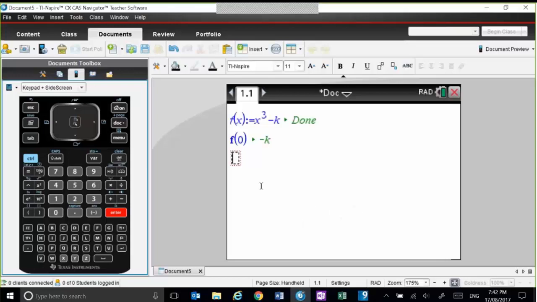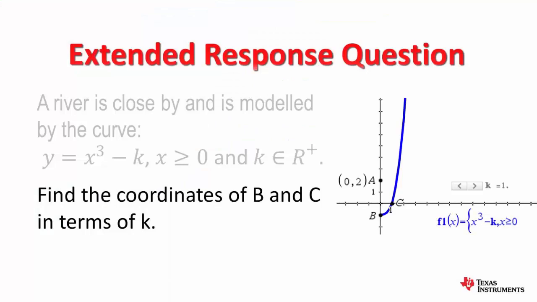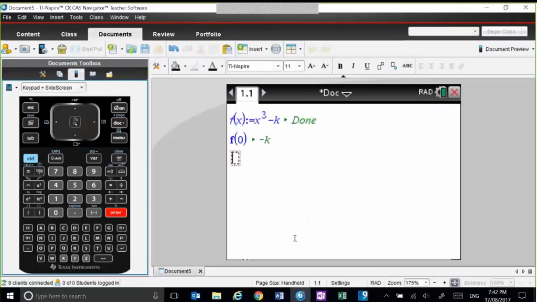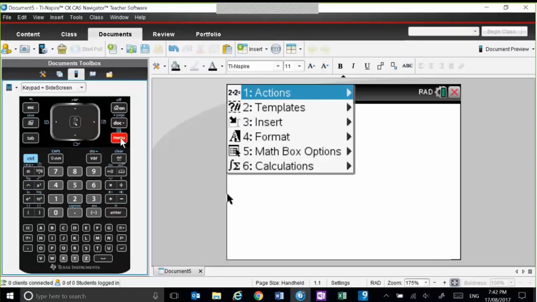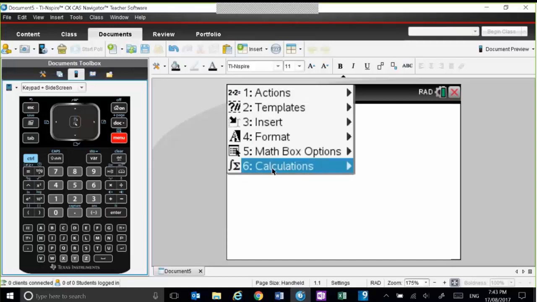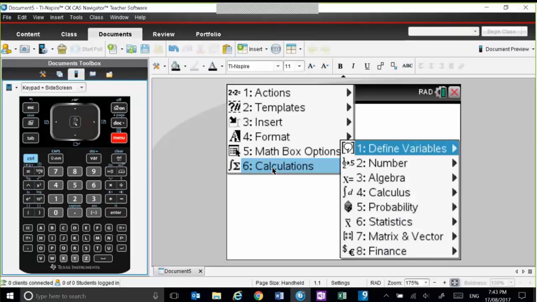Now, as we've also worked out, the other point, which is point C, is the x-intercept. To find the x-intercept, we actually have to solve the equation f of x equals 0. Now to access solve, we press menu. You'll notice when we're using a notes page, the menu is a little bit different here. We need to go to calculations next, and then you'll be familiar with a lot of the calculator functions that you've seen before.